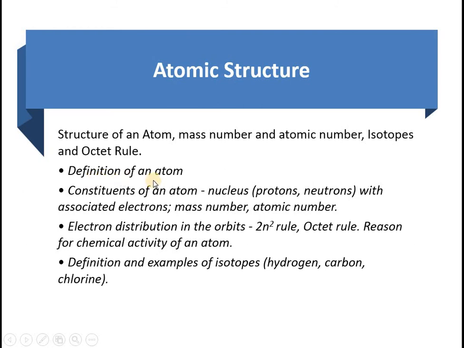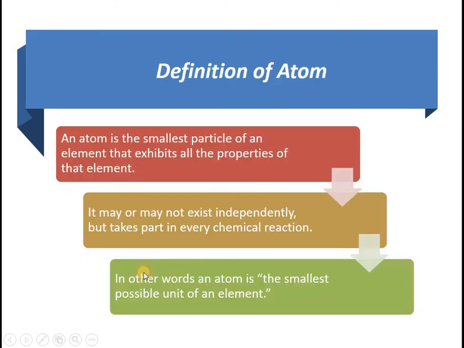First we will be discussing the definition of an atom, then constituents of an atom, electronic distribution in the orbits following the 2n square rule, definition and examples of isotopes. Now what is an atom?